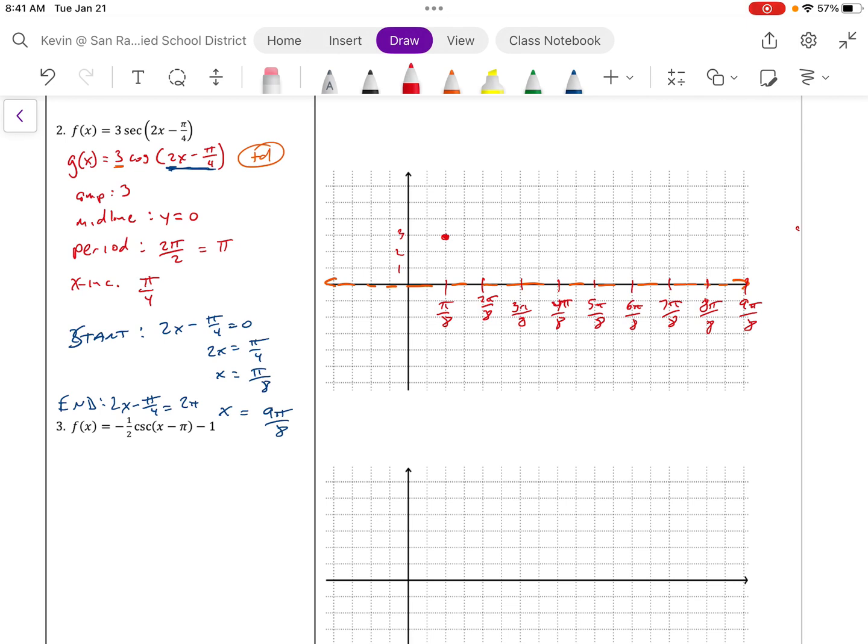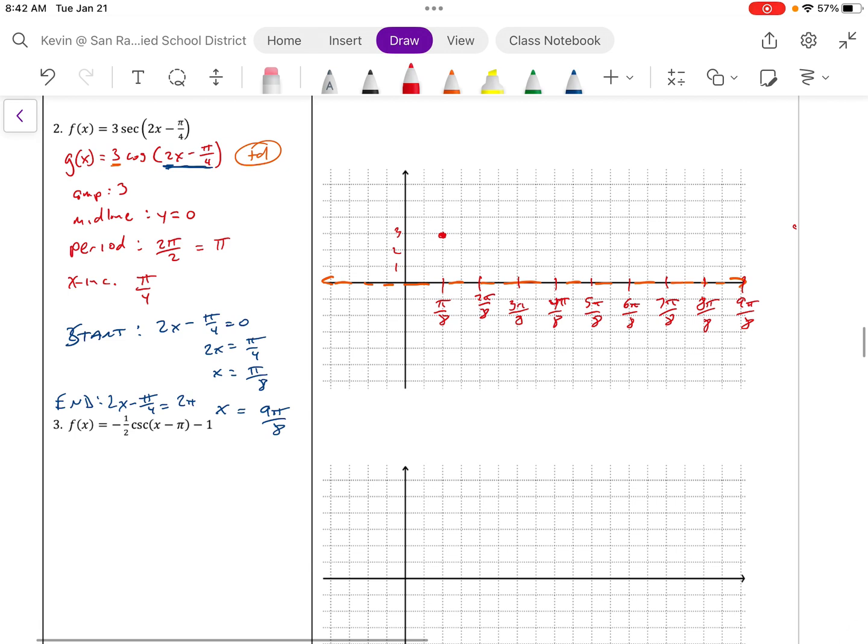Okay. And then my x increments are pi over 4. So cosine is, let's see, that's 1 pi over 8, 2 pi over 8, so that'd be my pi over 4. So that's going to come down here. Okay. And then I'm going to go down another pi over 4, so 5 pi over 8, I'm going to come down from my midline. Let's see, midline's here. Yeah, it's going to be 1, 2, 3.